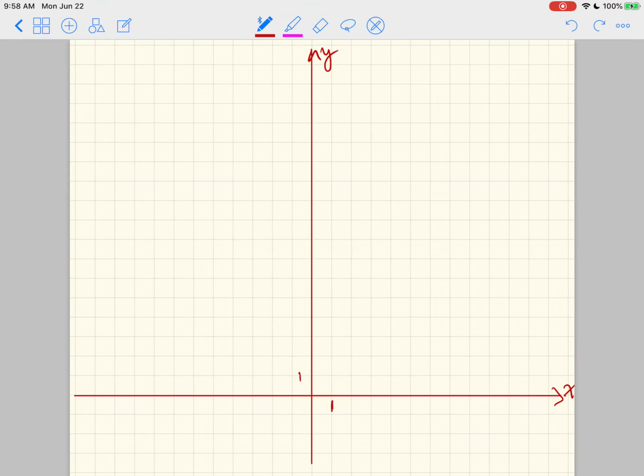My bad. Okay, so we have 0, 1 has been shifted 1 to the right to make it 1, 1, but then up 2 to make it 1, 3. So this is the point. We have a horizontal asymptote at y equals 2. And we know that this graph is exponential growth.